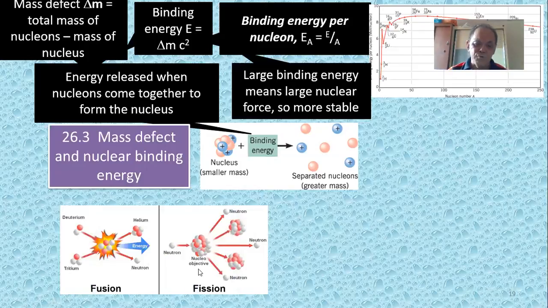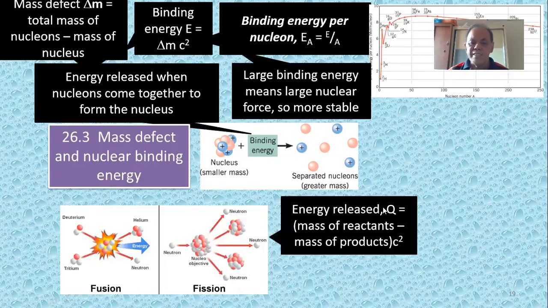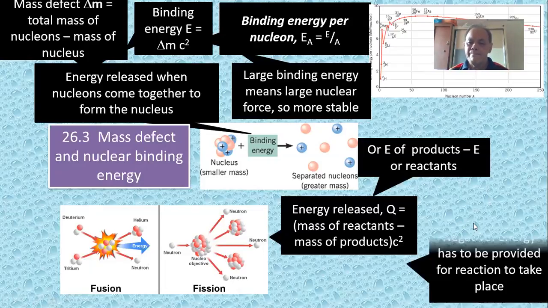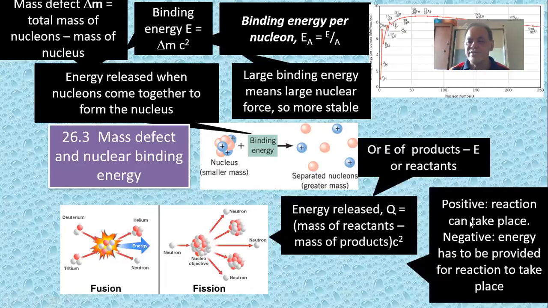Okay, we come to fusion and fission. We measure the energy release as Q, the mass of reactant minus mass of product, and all this subtraction, we times c squared. Or we use binding energy of product minus binding energy of reactant. Remember, if you use binding energy, you have to use product first minus the reactant. If it's positive, it means the reaction can take place. Negative means I have to give energy for the reaction to take place.